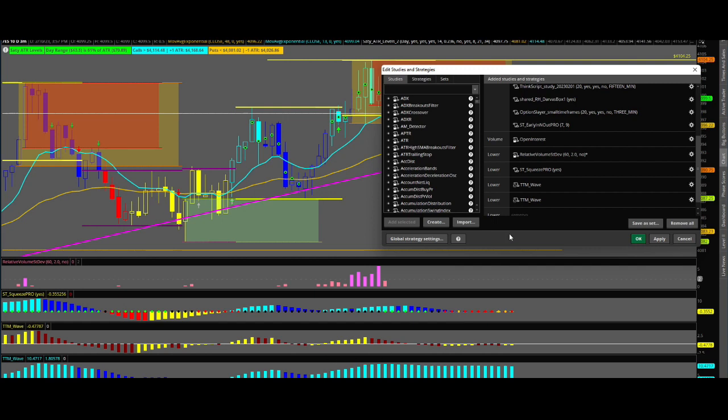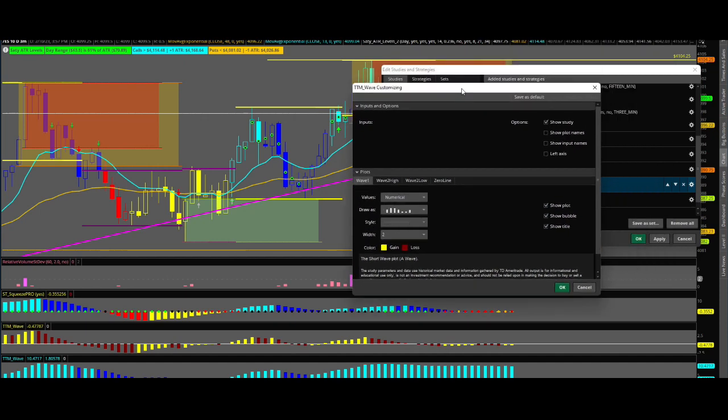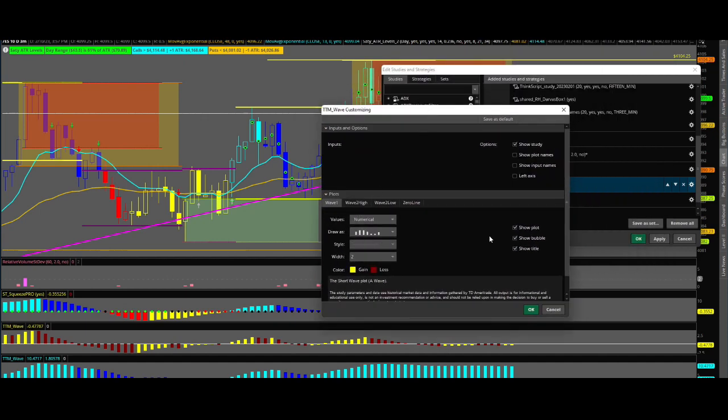And then I use TTM Wave, and I'll show you how to set those up real quick, because you have to kind of set those up. What I do is for Wave A, which is Wave 1 in TTM Wave, you just leave all the plots on. Wave 2, you take the plot off. And then Wave 3, you take the plot off. Leave the 0 line, because you want that 0 line to show up, because that gives you whether you have upwards momentum or downwards momentum.